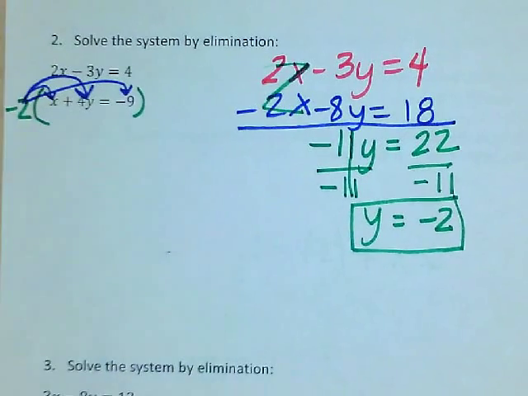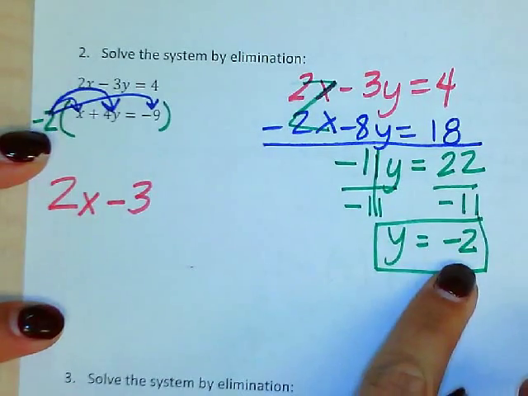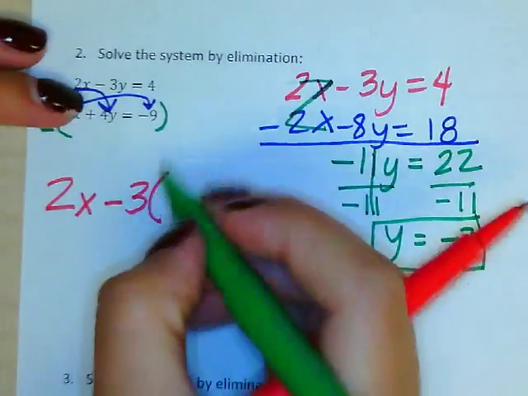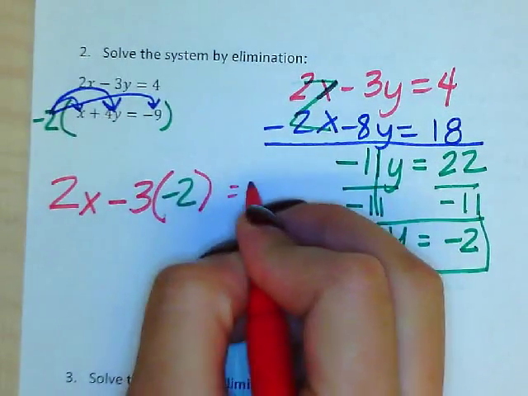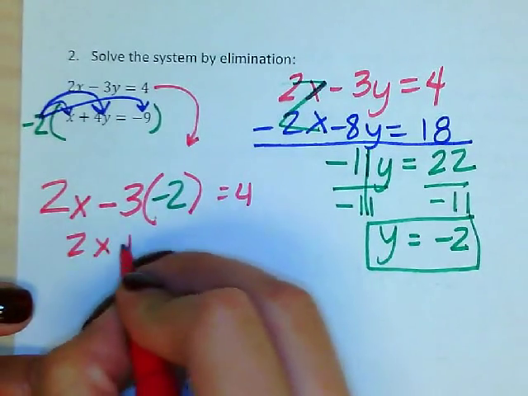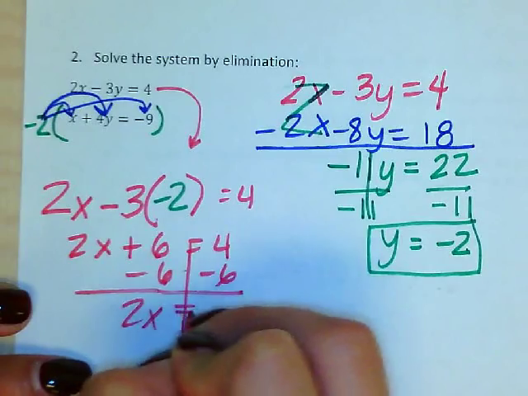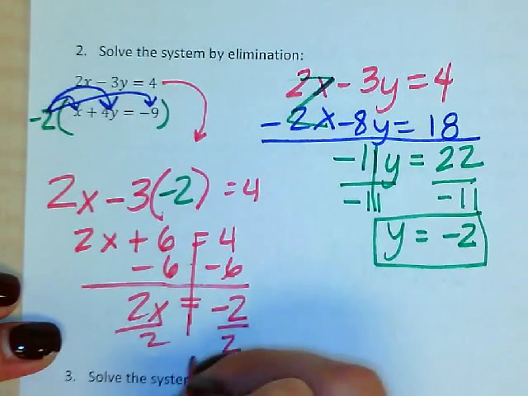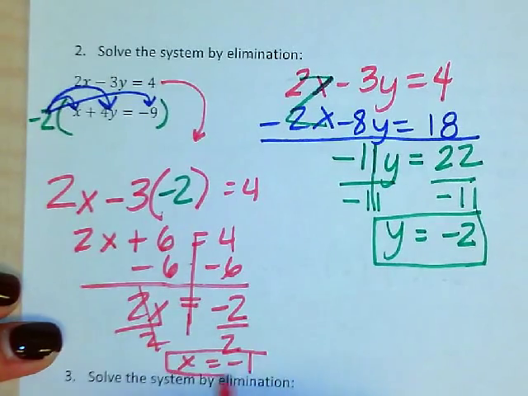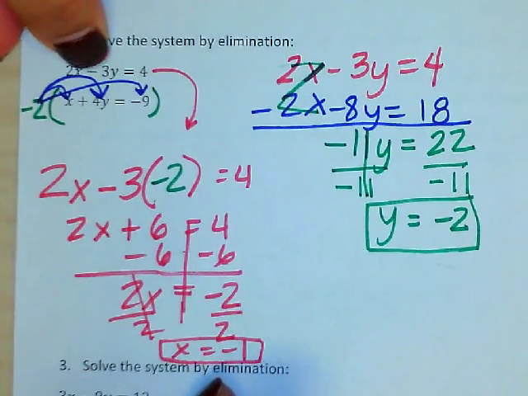Now that I know what y equals, I'm going to plug it into one of the original equations. It doesn't matter which. I'm going to use the first one. And instead of y, I will plug in the -2. So I'm using this first one here. And now I'm going to solve for x. So x equals -1.